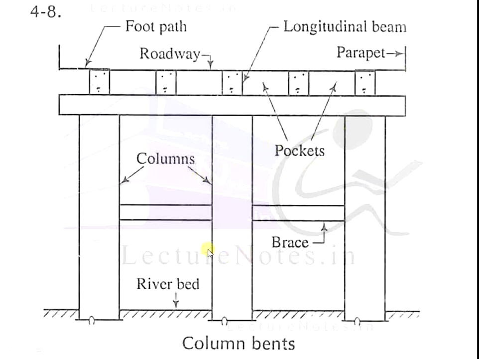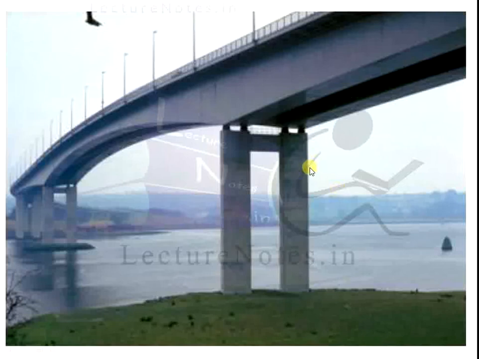Here we see the column bent structure image with the columns. Next, the longitudinal beam: the transverse beams are supported on the longitudinal beam. This is the roadway, this is the parapet wall, this is the footpath, and this is the section of the river bed. In this picture we can clear all the points. This is the column bent. This is the bearing. The function and necessity of the bearing we will see in a future slide.